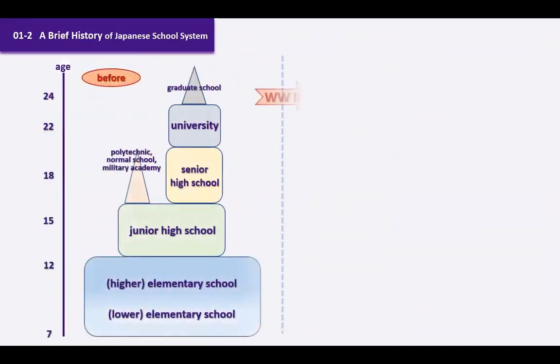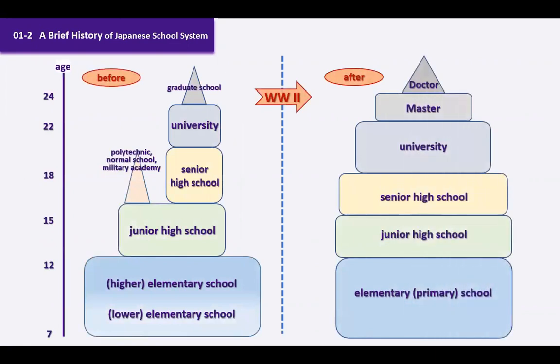This slide shows the transition of the Japanese education system before and after World War II. It should be noted that modern universities cover the latter part of the older senior high schools of 80 years ago, which will be of importance in later discussions.